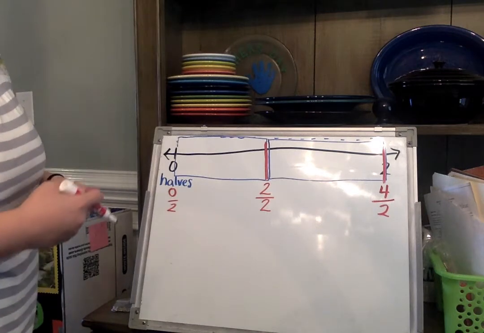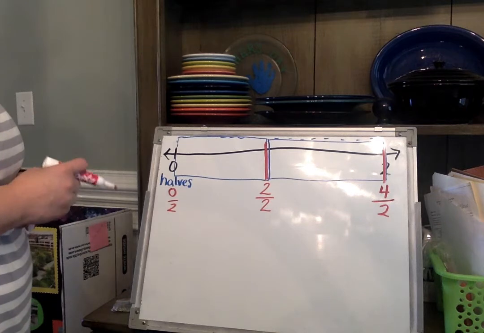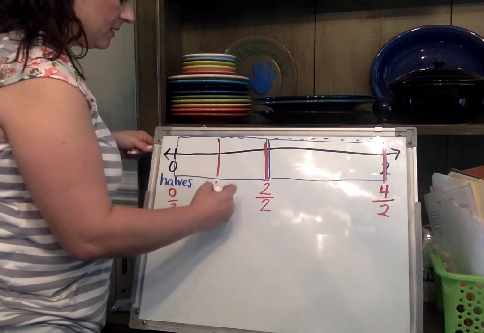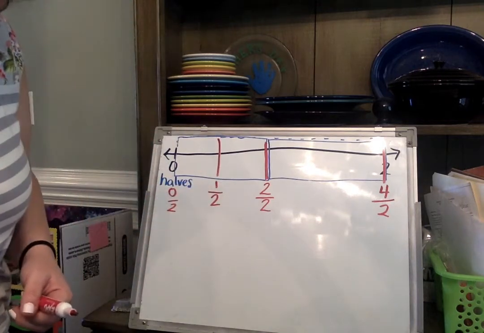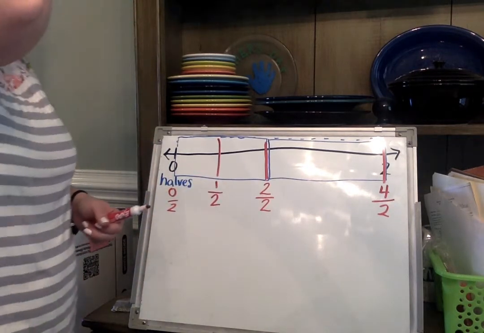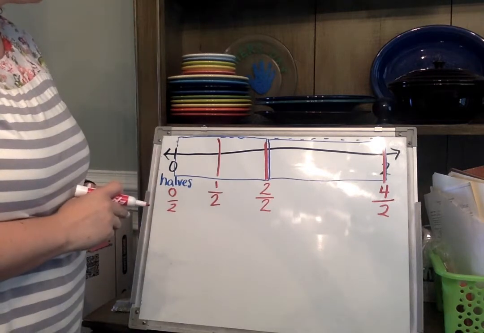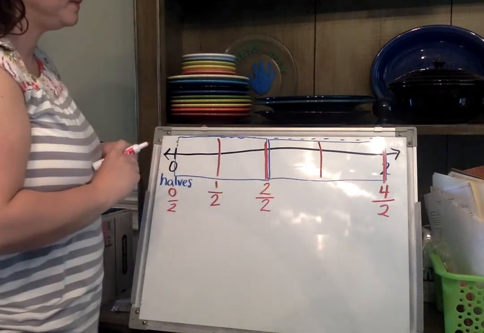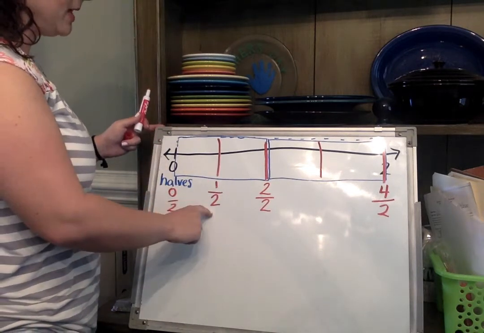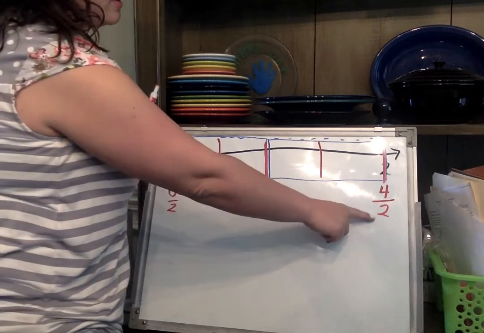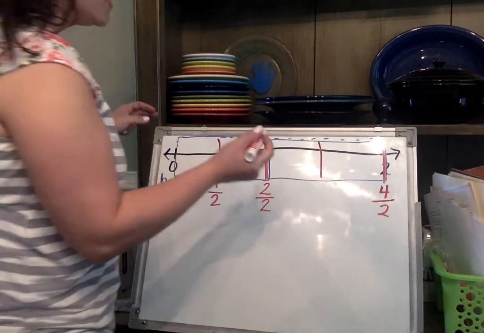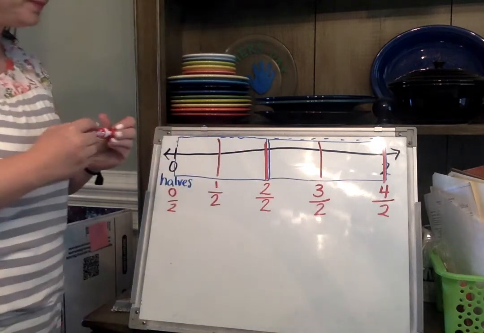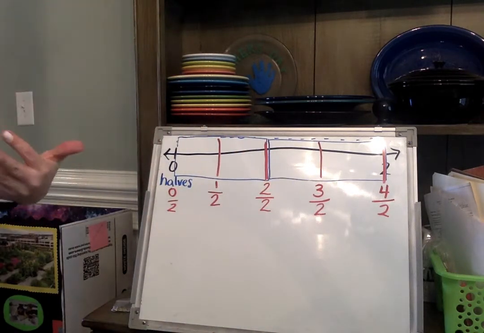Have I labeled all the halfway points here? No, because I haven't even labeled 1/2. And then there's going to be a halfway point between these. So here I have 0 halves, 1/2, 2/2, 4 halves. No, this would actually be 3 halves.